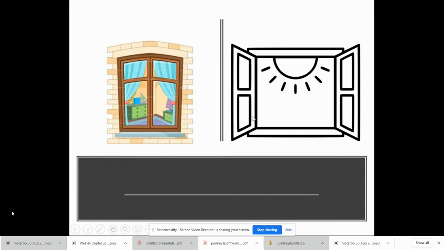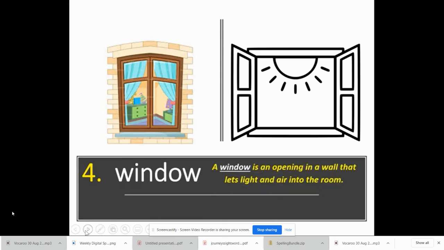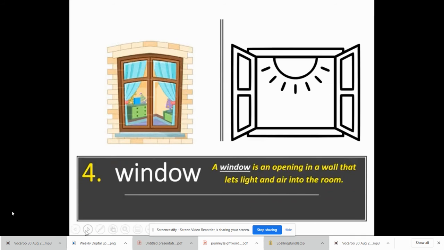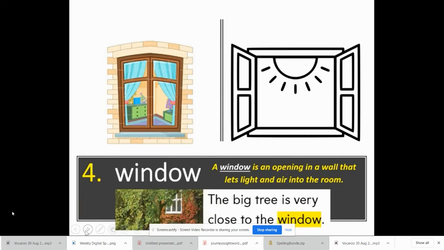What do you think? Do you think the vocabulary word could be window? Well, let's see. Yes, the vocabulary word is window. A window is an opening in a wall that lets light and air into the room. Here's another example. The big tree is very close to the window.